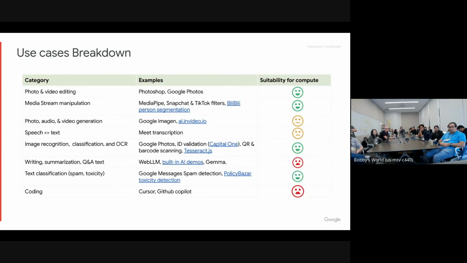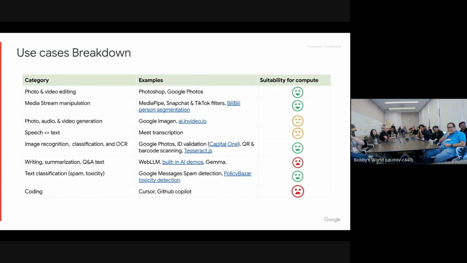This is a use case breakdown to just talk about this. Don't pay too much attention to the faces on the right. This is one person's perspective on how ready these use cases are for compute abstraction-based implementation, but to just run through this so we have something concrete to think about. Photo and video editing works reasonably well. Media stream manipulation, like background blur that we're very familiar with, works pretty well. Photo, audio, and video generation, kind of so-so. Same for speech to text. Image recognition, classification, and OCR can be done pretty effectively in these compute abstractions.